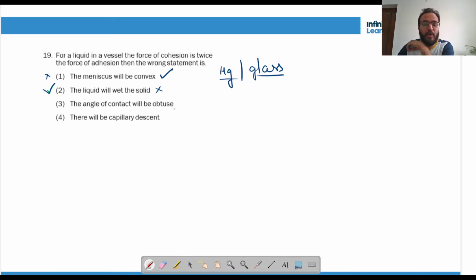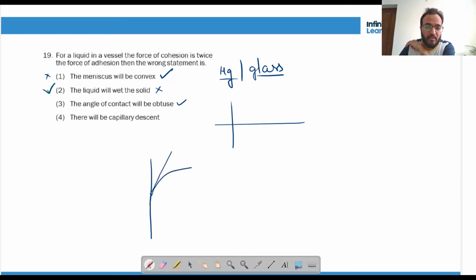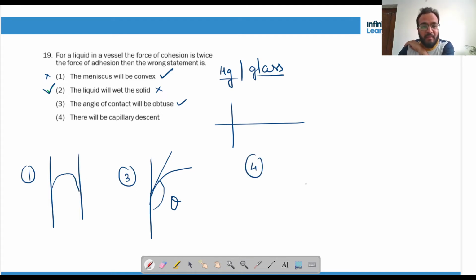The angle of contact will be obtuse, exactly, because the cohesion force is more, the angle of contact will be obtuse. The angle of contact will be like this, right? So it will be obtuse. Third statement is correct. Number 1, meniscus will be convex. Yes, its meniscus will be convex. So first statement is also right. Fourth, there will be capillary descent. Yes, in the capillary tube it will not rise, it will fall, just like mercury falls in the capillary tube. So 1, 3 and 4 are right.